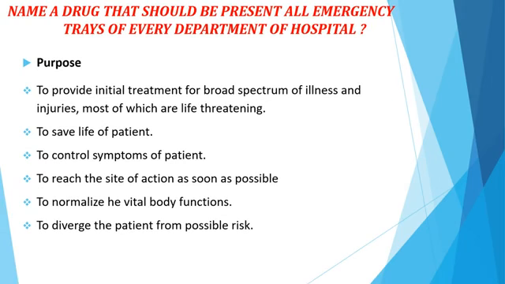Name a drug that should be present in all emergency trays of the emergency department in the hospital. What is the purpose of this? To provide initial treatment for a broad spectrum of illness and injury, most of which are life-threatening. So a broad spectrum of treatment to save the life of patients, to control the symptoms of patients, to reach the site of action as soon as possible, to normalize the vital body functions, and to divert the patient from possible risk. The purpose is to save the patient's life in different ways.